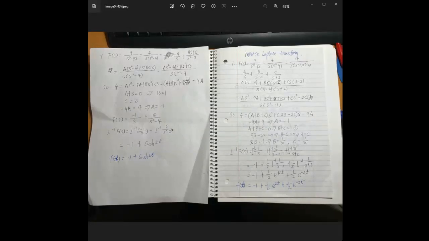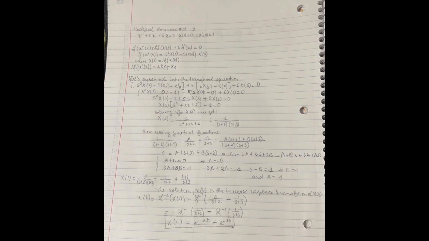Okay, Liz? Yes. Can you see it? Probably it's popping up. Not yet. No, I don't think it's popping up. Can you see it now?